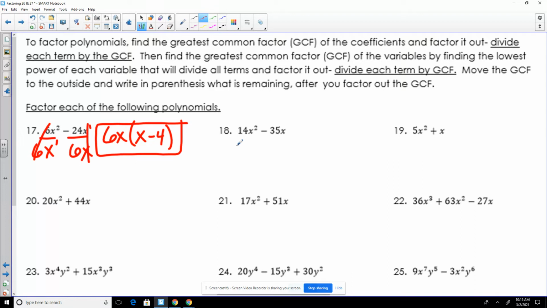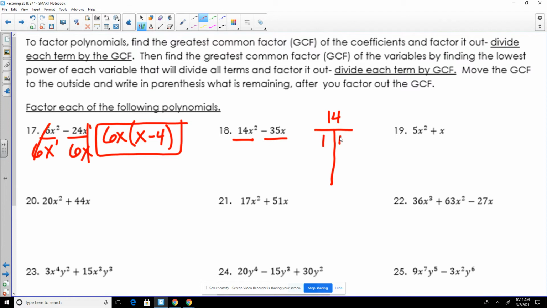And I'll do one more, number 18. I've got 14x squared minus 35x. 14 is smaller than 35. 14 will not evenly divide into 35. So I need to set up my T-chart. What are my factors of 14? What are all the numbers that will evenly divide into 14?